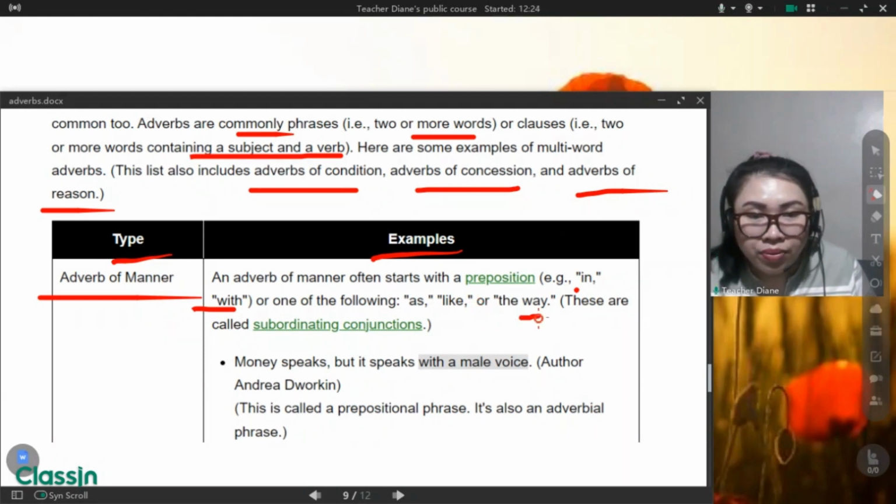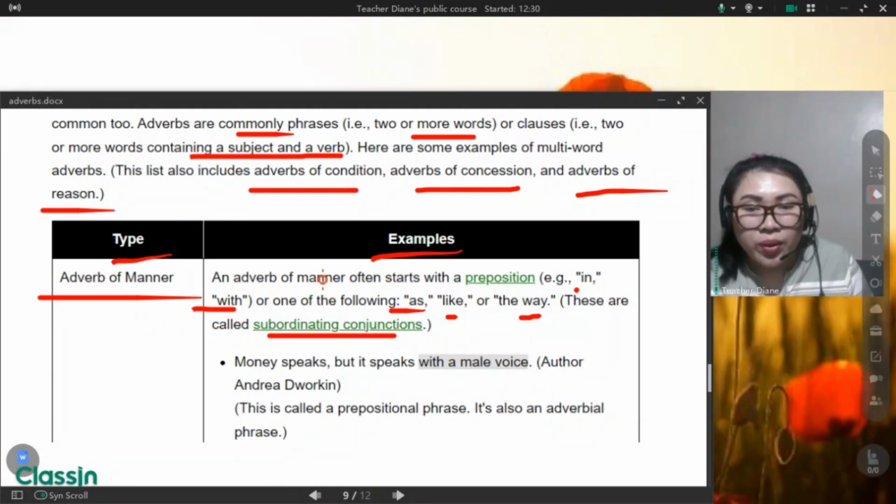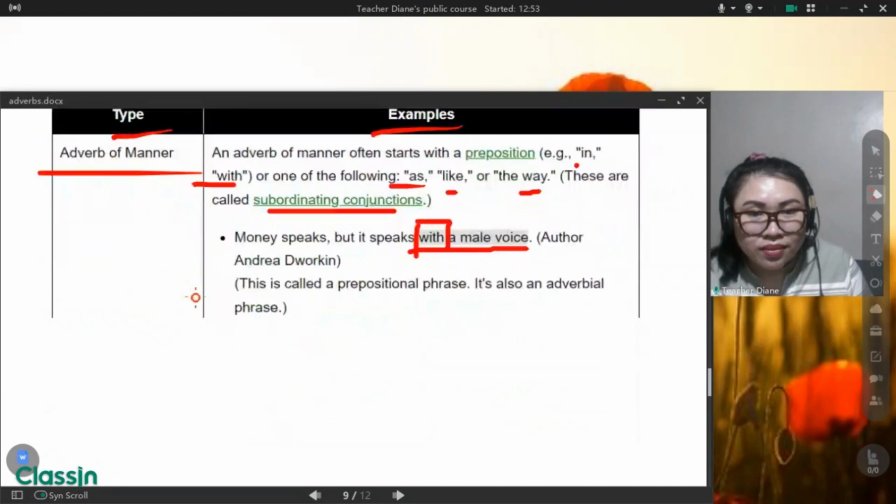Okay, these are examples of subordinating conjunctions. Here we have an example: Manny speaks, but it speaks with a male voice. The highlighted one is our adverb of manner, and it starts with the preposition "with." Adverb of manner. Okay, so now let's proceed to this one.